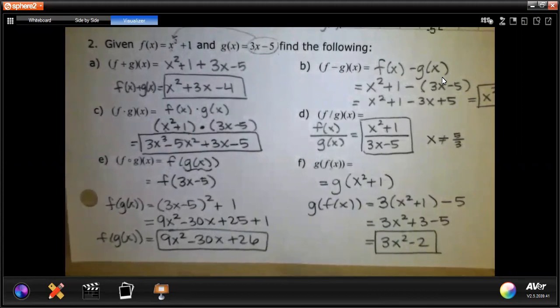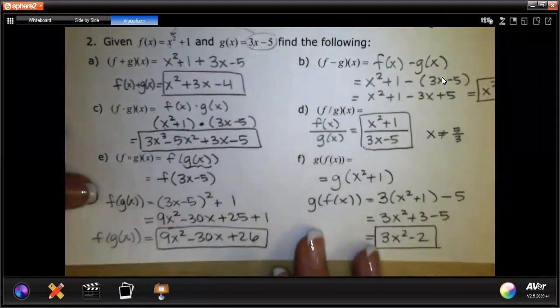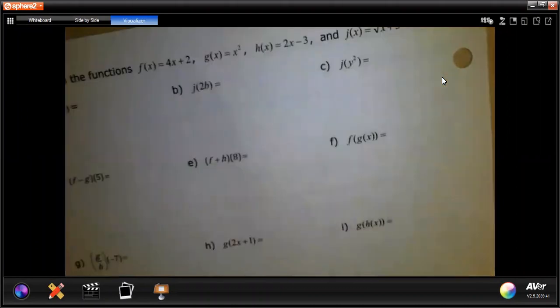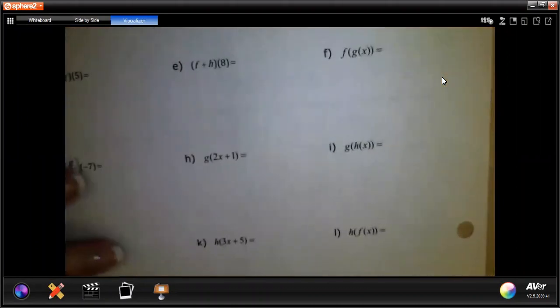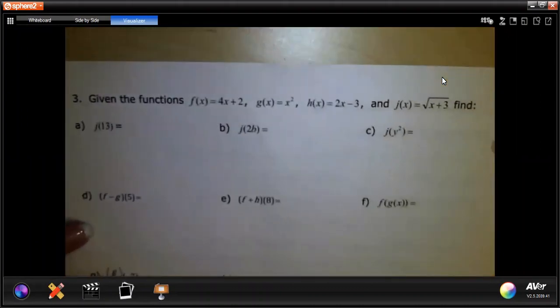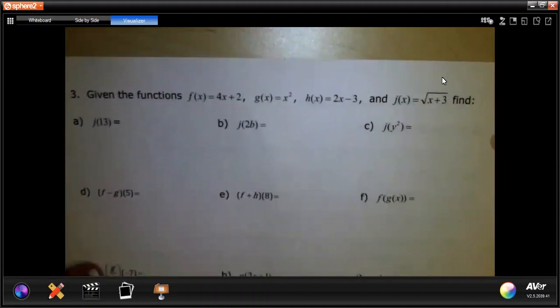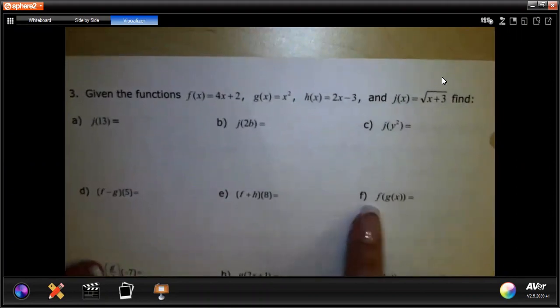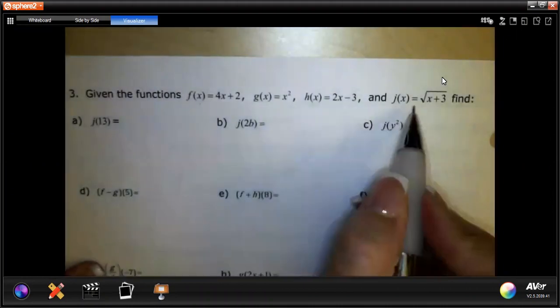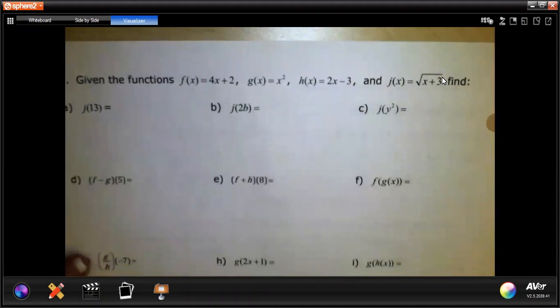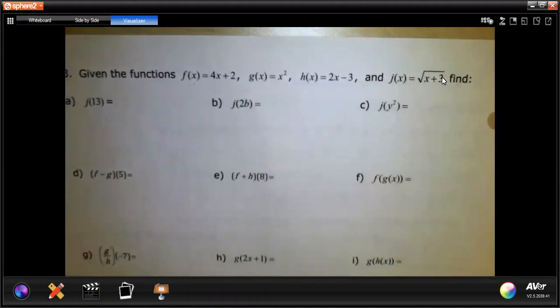So that is compositions. We're going to look at a couple more of those compositions just to make sure that you understand them. So here is some more practice ones. We're going to do f of g of x. Here there are 4 functions. That's why I told you that function notation is actually useful, because you can label as many functions as you want and still be able to know which one we're talking about.